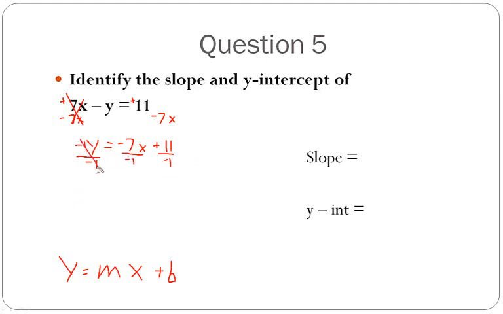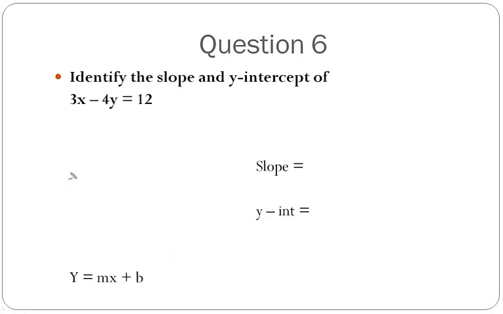Okay, that will cancel out these negatives, and I'll get left with y equals negative 7 divided by negative 1 will just be 7x, and then positive 11 divided by negative 1 will turn into negative 11. So now I can see my m, which is my slope, is 7, and my b, which is my negative 11, that's my y-intercept.